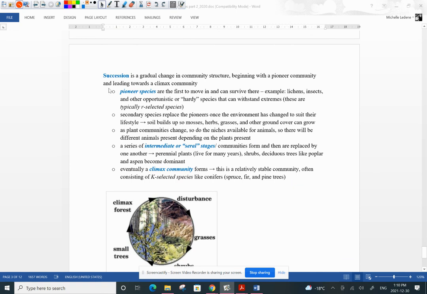So, just to summarize, we've got what is succession, the definition. It's a change and it's gradual. So, we're talking hundreds of years, not overnight, in the community structure. So we start out with the pioneer species, the first ones to move in. They're really hardy, they can withstand extremes. Typically, these are our r-selected species. And then they're replaced by secondary species like grasses and mosses and herbs.